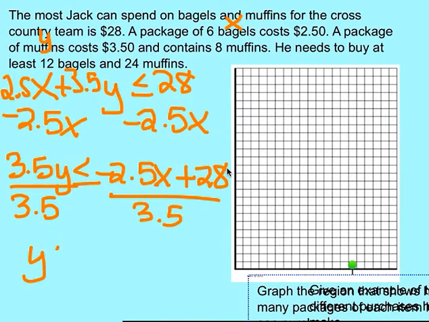So I end up getting y is less than or equal to, negative 2.5 divided by 3.5 is going to give me negative 0.714x. And we'll talk about how to graph that in a second. 28 divided by 3.5 is going to give me 8. Okay, so let's go ahead and graph that. We're crossing the y-axis at 8. So we're going 1, 2, 3, 4, 5, 6, 7, 8. So 8 is here. Then we're going down 0.714.